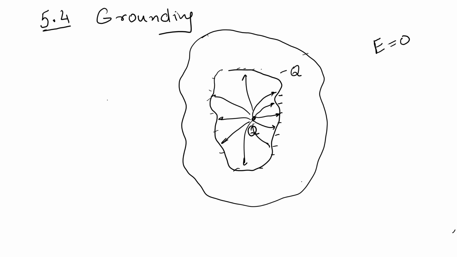We have this charge which is present here. Till the charge is present on that outside part of the conductor, there is going to be an electric field which is going to be created outside. So somehow I have to remove this charge. How can I remove that charge? I can remove that charge by grounding the conductor.